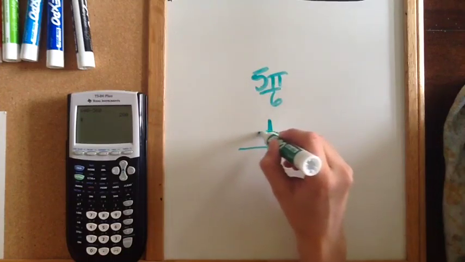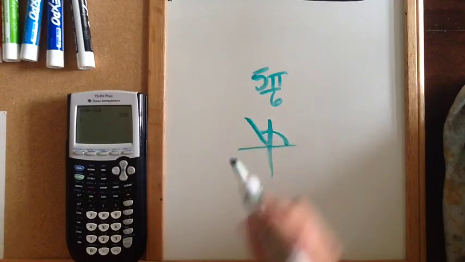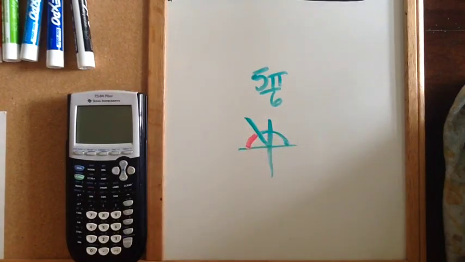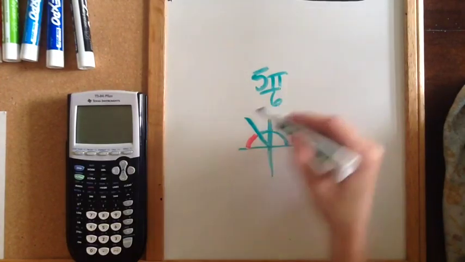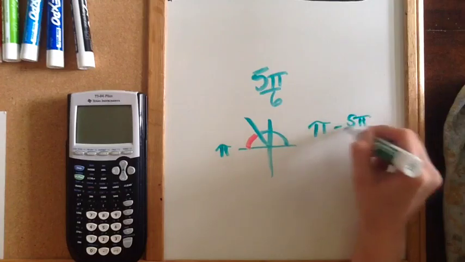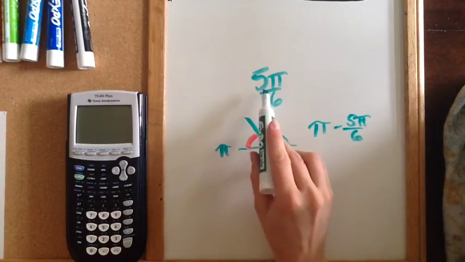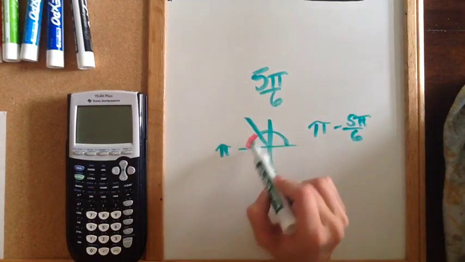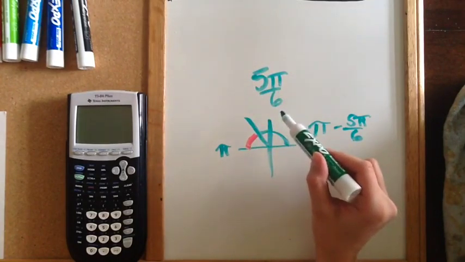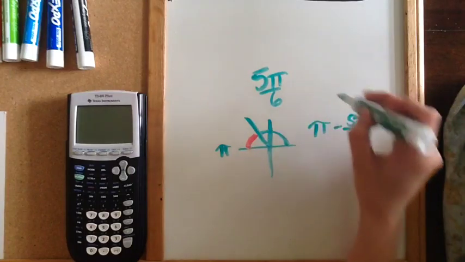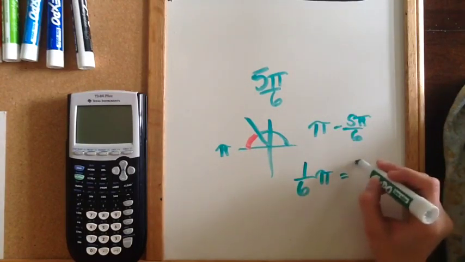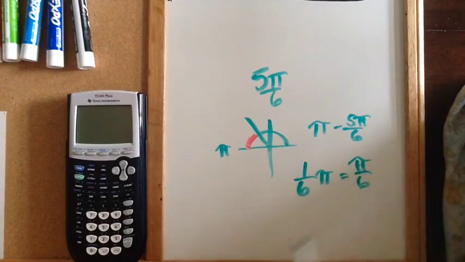So I'm going to go more than half, okay, but less than 1. And my question is, how far to the x-axis? So how many more would I need to get to pi? Well, we can just think pi minus 5 pi sixths, but I need to get to 1 whole pi, or how many more to get to 1 whole pi, I need 1 more sixth to get me to the pi. So my reference angle would be 1 sixth pi, which we typically just end up writing as pi sixths.